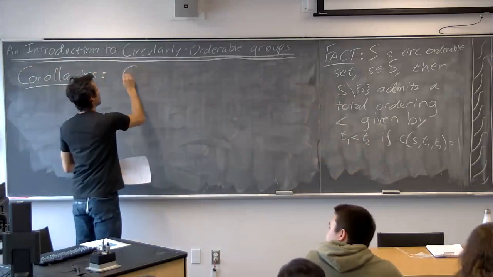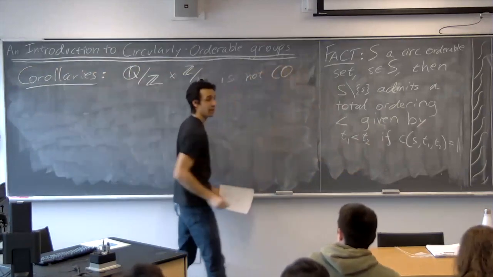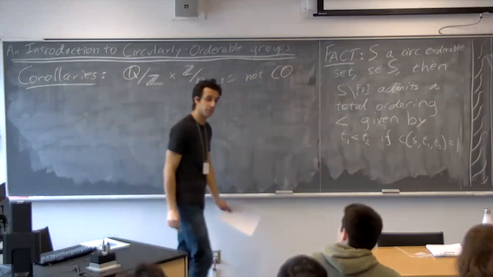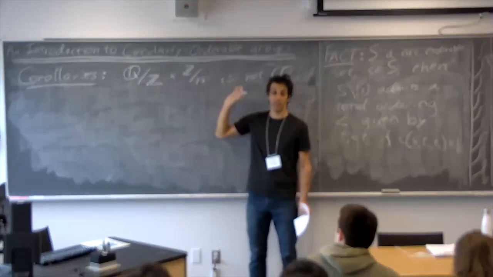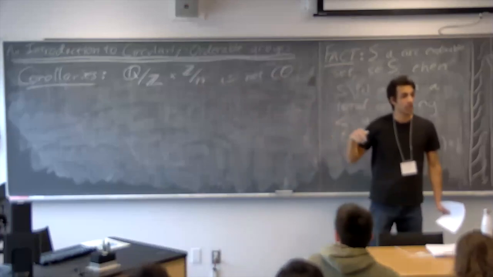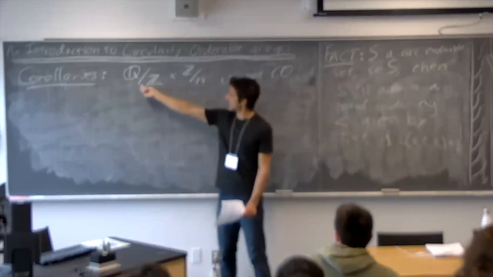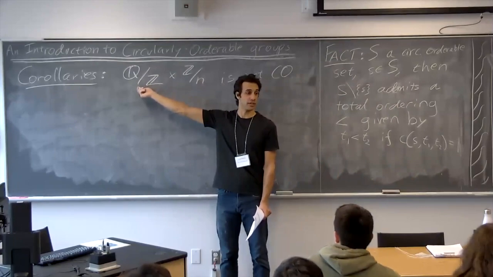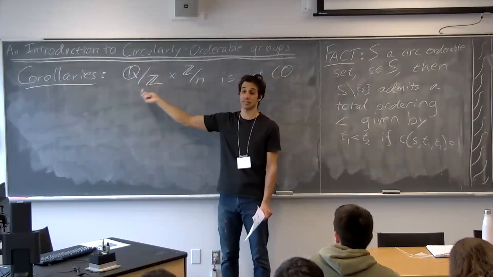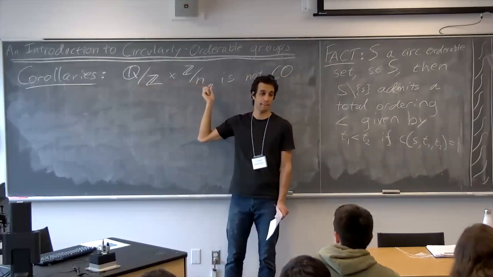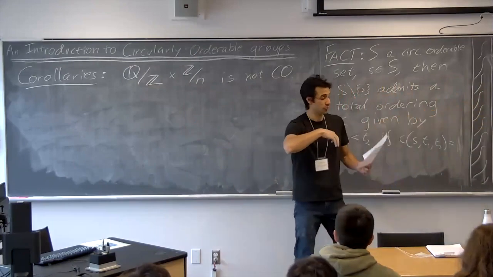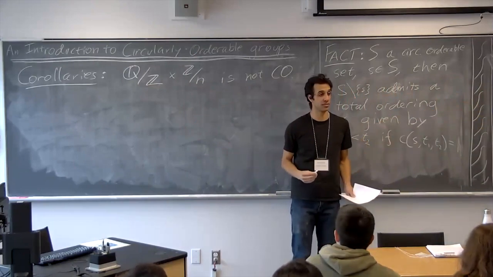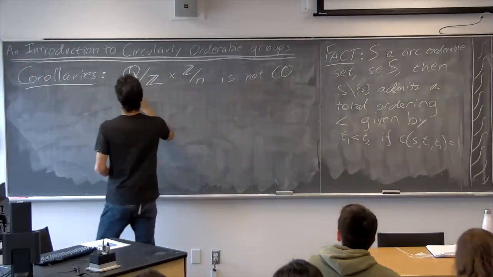The one is that this is not circularly orderable. So if you take the rationals and you mod out by the integers, and you take that direct product with Z mod n for any n, this is not circularly orderable because inside here, there is a finite cyclic subgroup of every order. So you'll have a finite subgroup of this which is not cyclic, Zn cross Zn, for example. And you will have a subgroup which is not circularly orderable. So the big group can't be circularly orderable. So this is not CO.